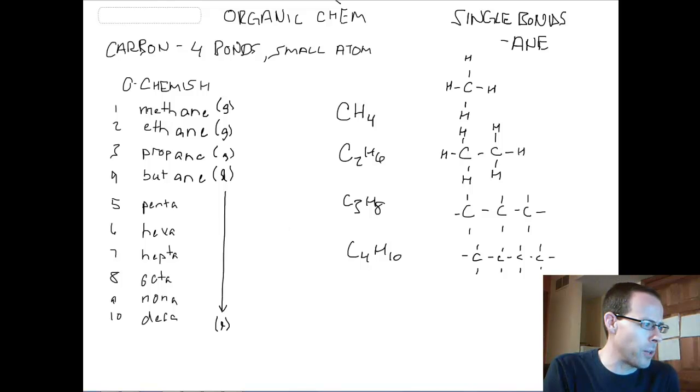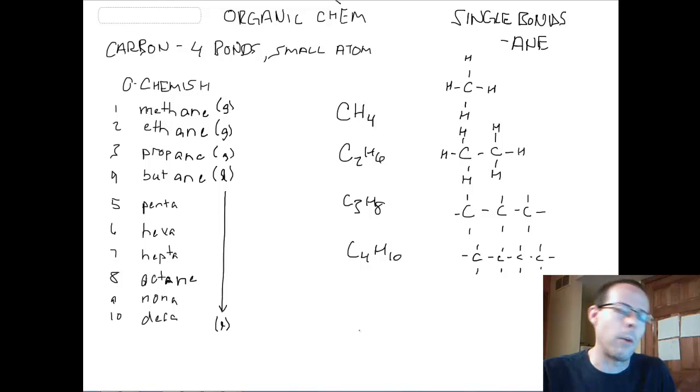Another one that you might be familiar with is right down here, octane. Whenever you fill your car with gasoline, it has an octane rating. We'll learn a little bit more about isomers, but there are several isomers of octane, and the ratio of isomers is what your octane rating is whenever you fill your car.